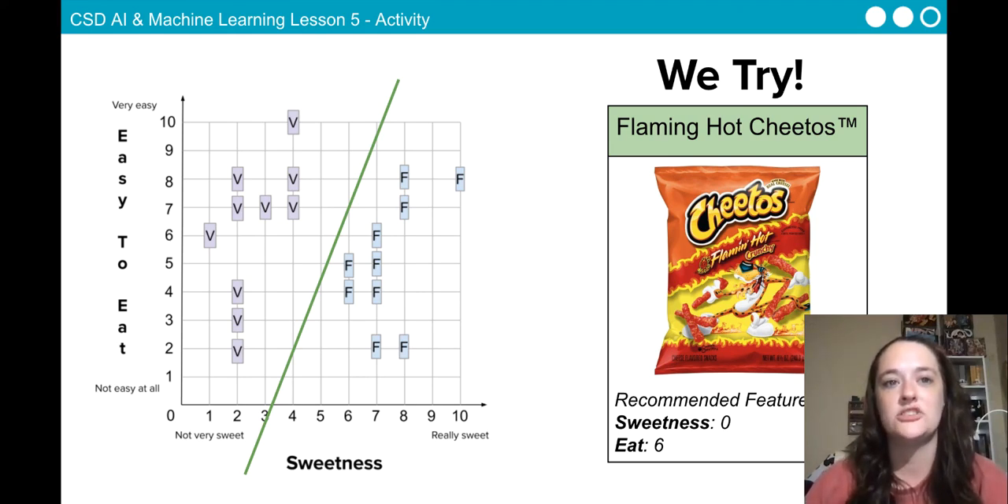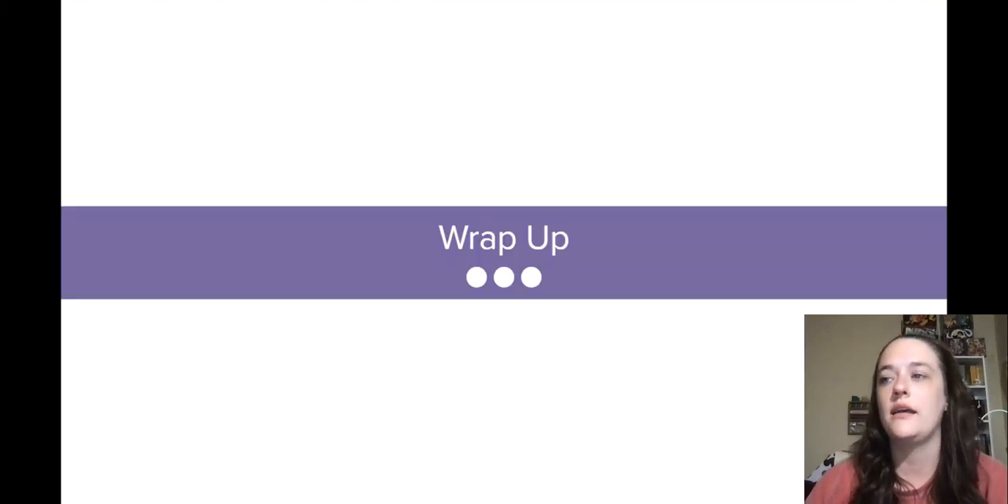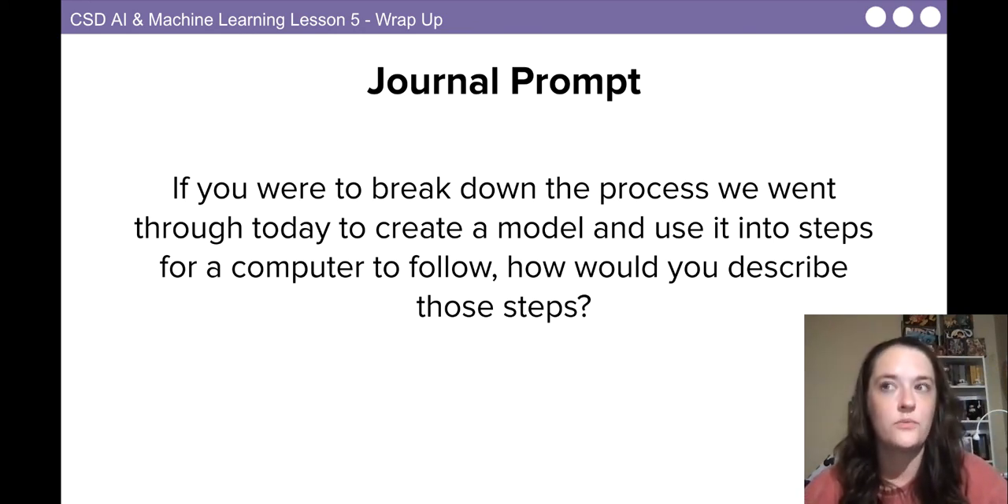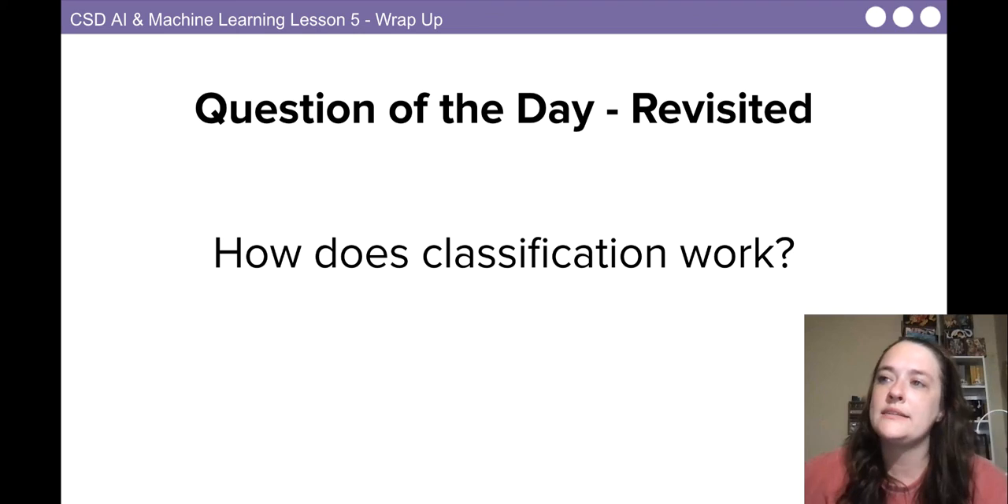help make decisions. So you have a wrap-up journal, and then you'll need to add the new vocab to your journal slide, your vocab slide in your journal, okay? If you were to break down the process we went through in this lesson to create a model into steps for a computer to follow, how would you describe those steps? And do you now know how classification works?